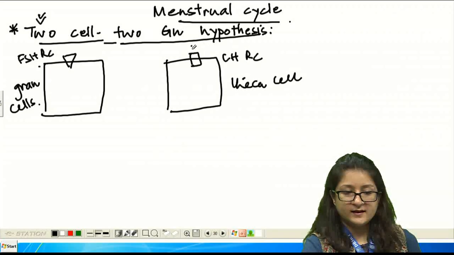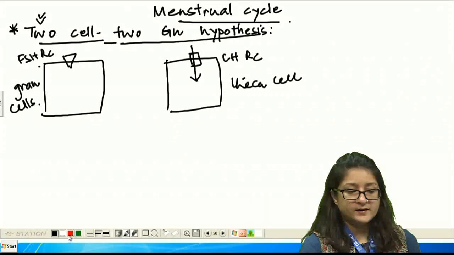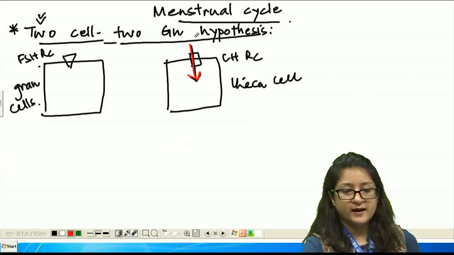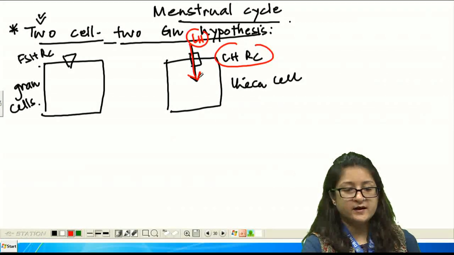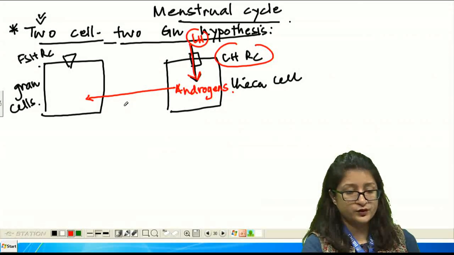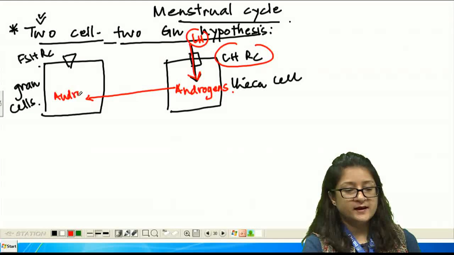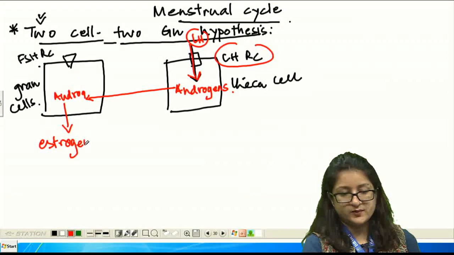Now, the theca cell, under the influence of LH, since LH receptors are there, LH acts on the theca cells and androgens are formed. These androgens then move to the granulosa cell, diffusing into it. And here, these androgens are aromatized to estrogen by the presence of the enzyme aromatase, right?